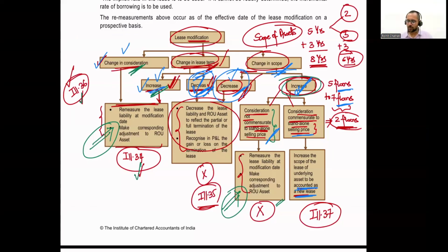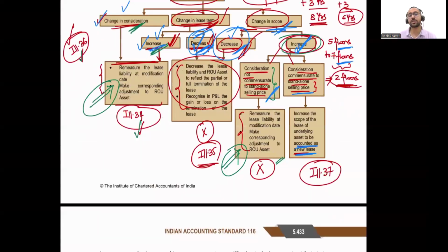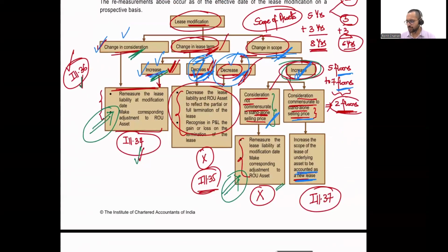All right, so that is how we are dealing with this. I think we just got done with illustration number 37. I don't know, I put illustration 37 under this heading. Maybe it's actually supposed to go into this heading, where it is not commensurate to the standalone selling price.